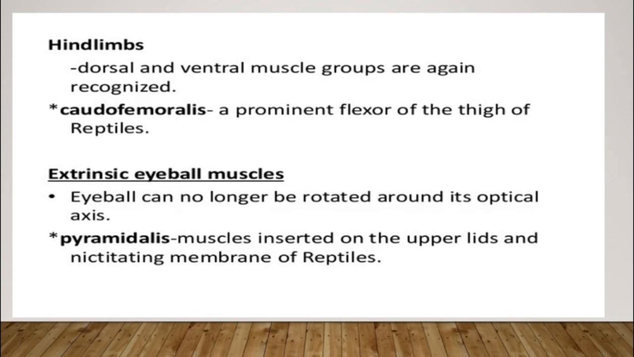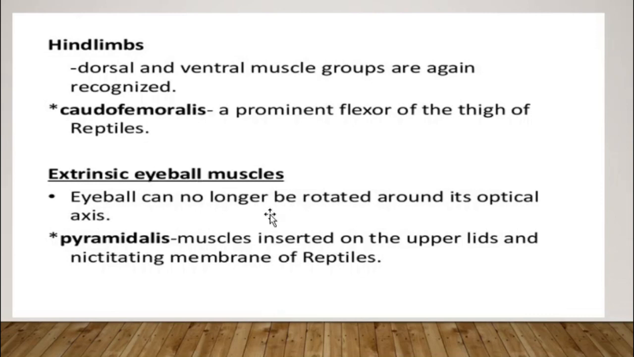Hind limbs, dorsal and ventral muscle groups again recognized. So we have the caudofemoralis. It is a prominent flexor of the thigh of the reptiles. I think it is present in reptiles with limbs, except the limbless ones like snakes and limbless lizards.